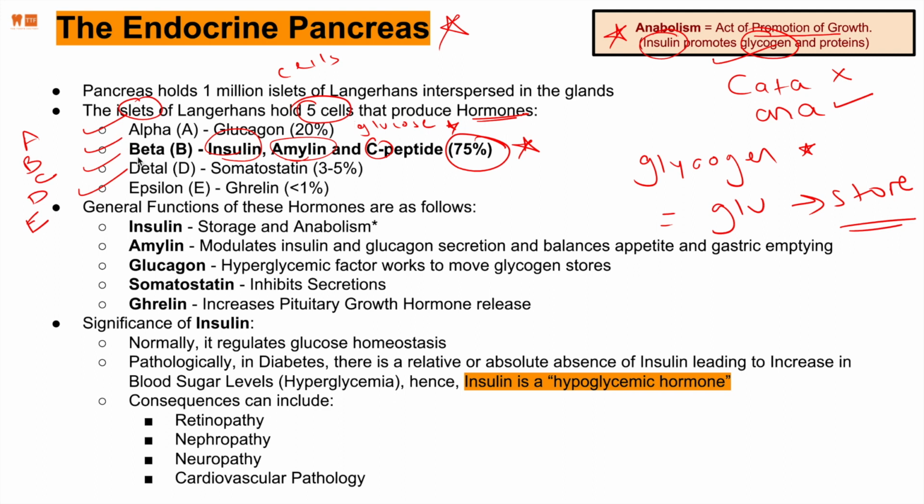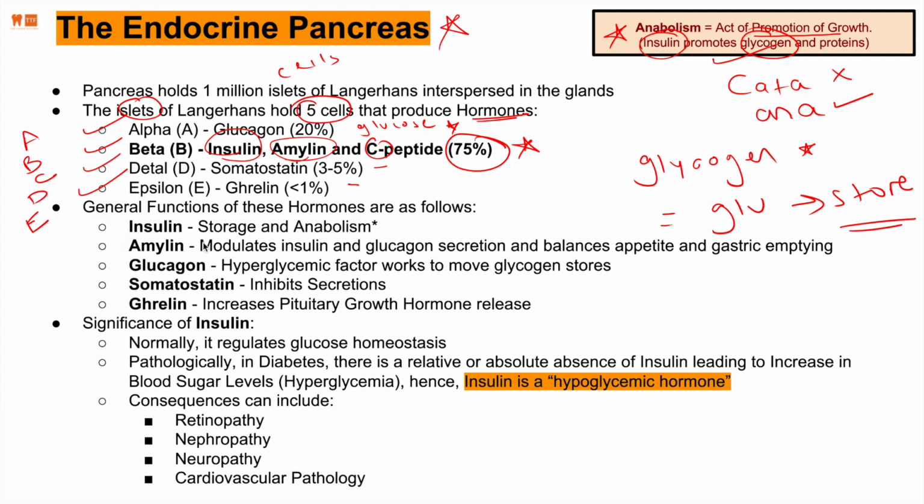Insulin is produced with beta cells. It prevents the usage of glucose in the bloodstream. Amylin and C peptides also do the same thing. And delta is somatostatin, 3 to 5%, so negligible, and epsilon produces ghrelin, less than 1%, although we'll talk about all of them in the next section here.